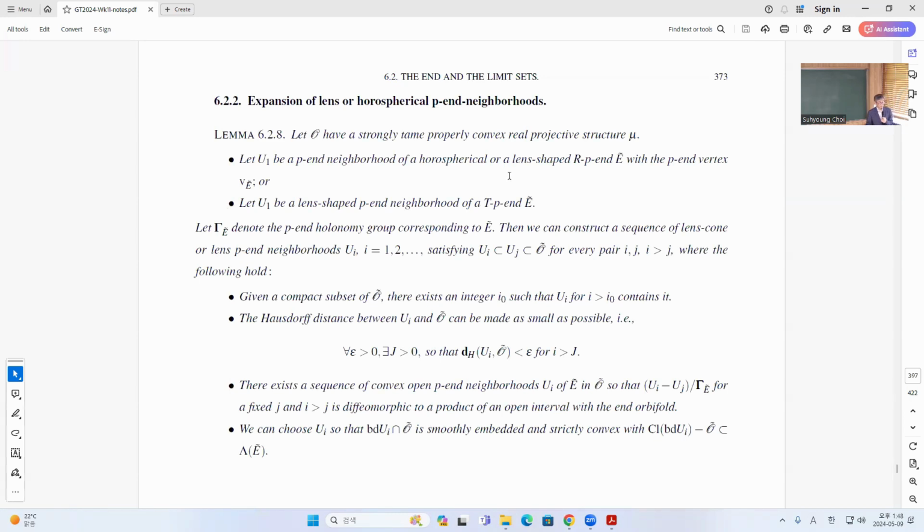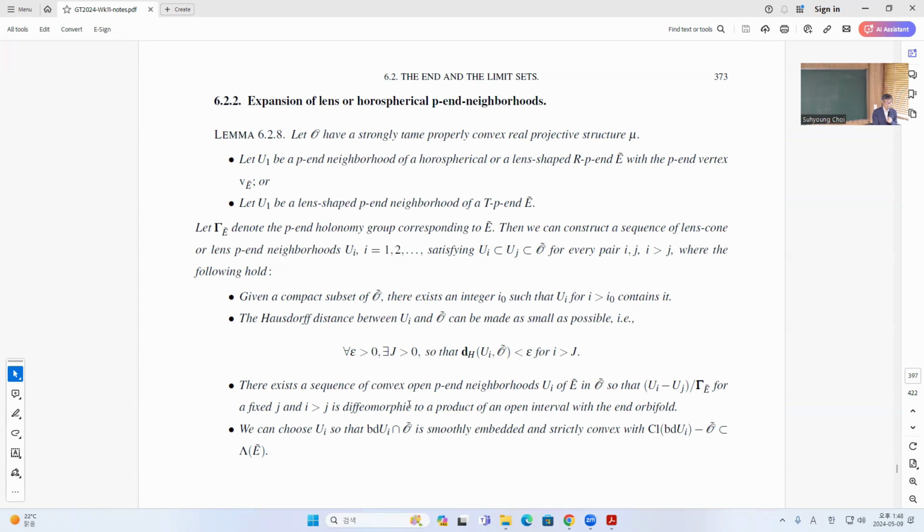And the thing we want to discuss next is how we expand the lens neighborhood and the horospherical neighborhood. So if you have a horospherical or lens neighborhood, then you can find a sequence of lens cone or lens end neighborhoods satisfying this property. And for any compact subset of the O tilde, you can find some integers so that this will contain it. And these are all convex. And the Hausdorff distance can be made as small as possible with respect to this.